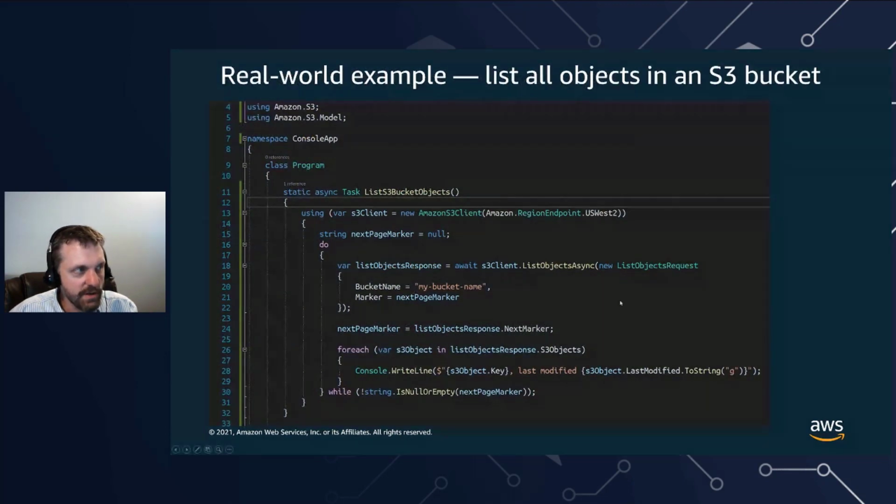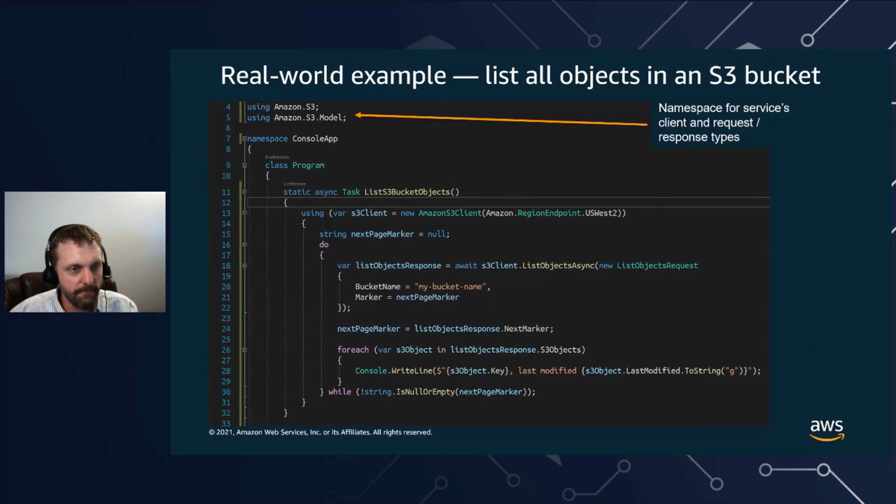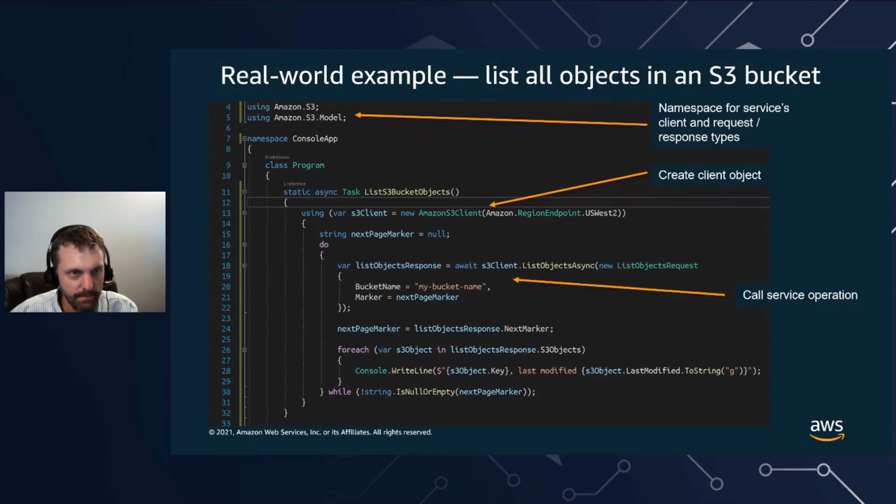So this is listing all the items in an S3 bucket. You can see here, first, we include the using namespaces for our AWS SDK. We create our S3 client object for interacting with S3. We call the operation, which in this one is list objects. And then we process the data.